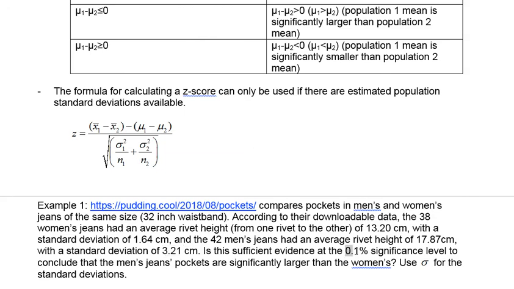So we're testing this one at a pretty small significance level, right? We're wanting to be pretty darn certain about this. That's 99.9% confidence. And we're told on this one we're going to use those standard deviations as sigma. So again, when we're looking for what is the wording of our claim, focus on that one with the question mark. So the men's pockets are significantly larger than the women's.